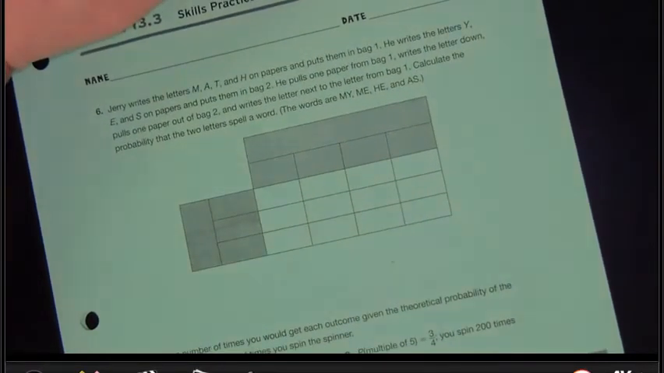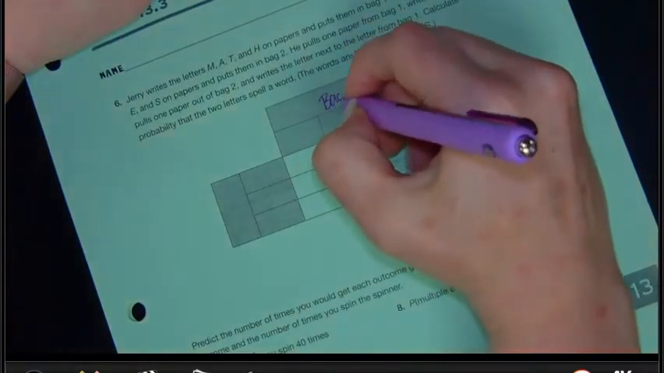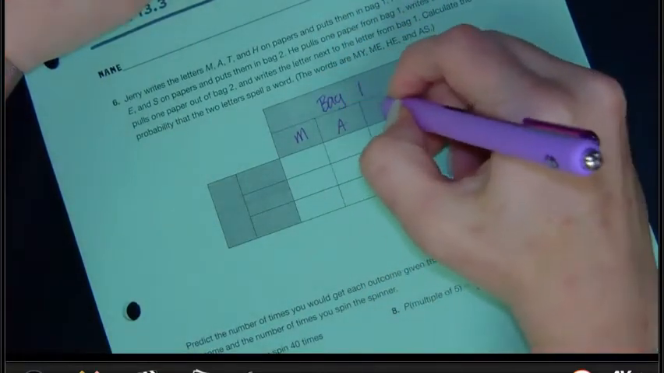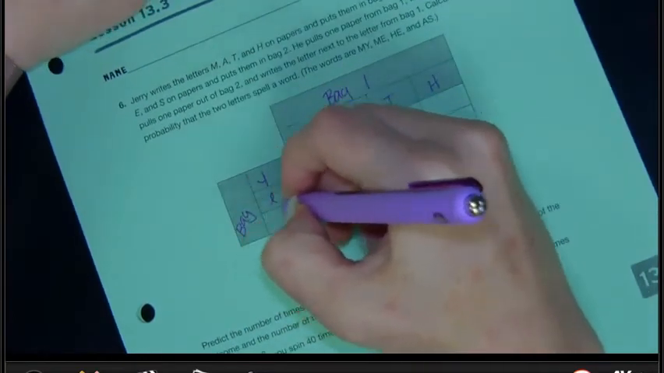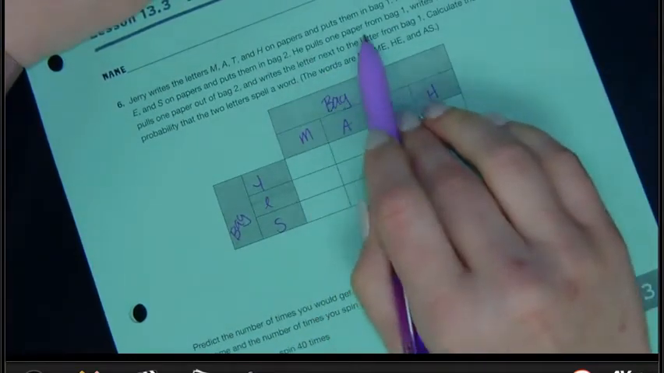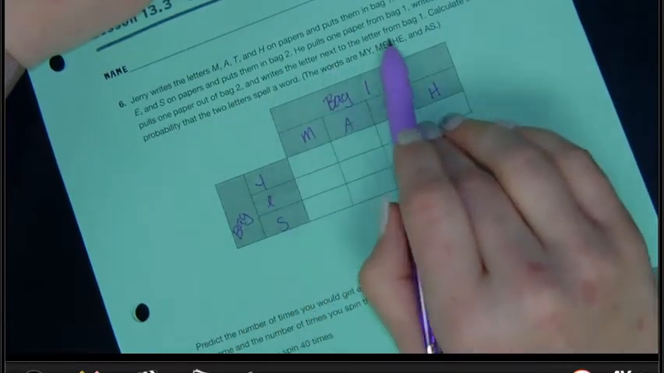All right, number 6. Jerry writes the letters M-A-T-H on a paper, puts them in bag 1. He writes the letters Y-E-S on paper and puts them in bag 2. So let's say bag 1, so I don't get mixed up, M-A-T-H. Bag 2, Y-E-S. He pulls one paper from bag 1, writes the letter down. He pulls one paper from bag 2 and writes the letter down next to that letter.